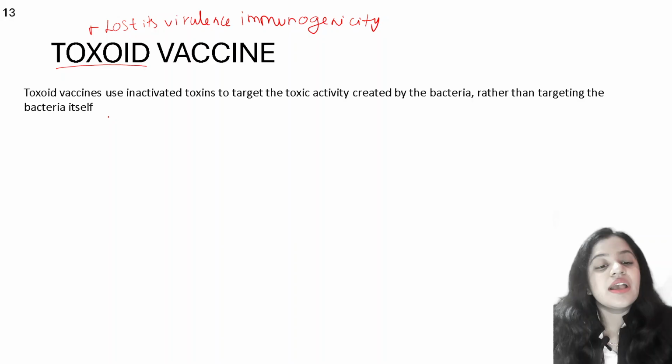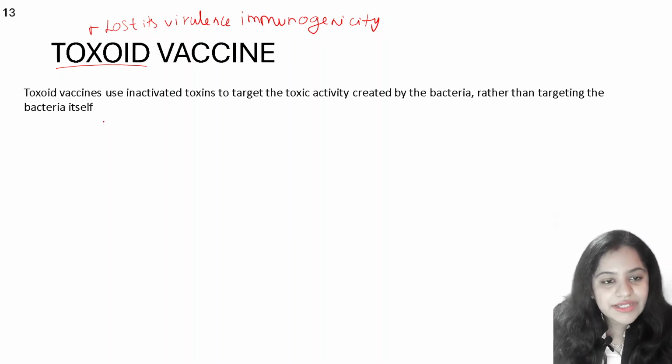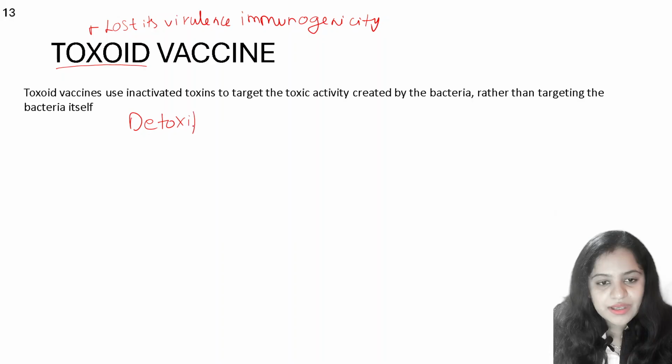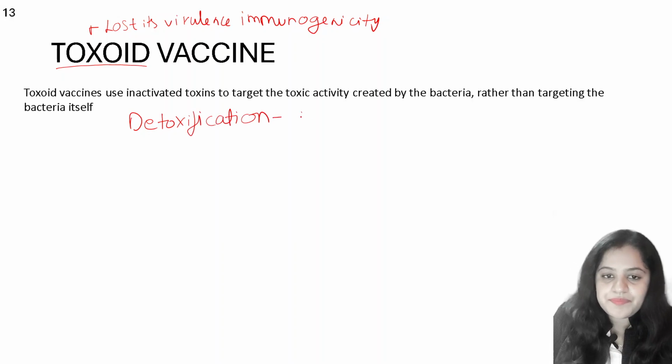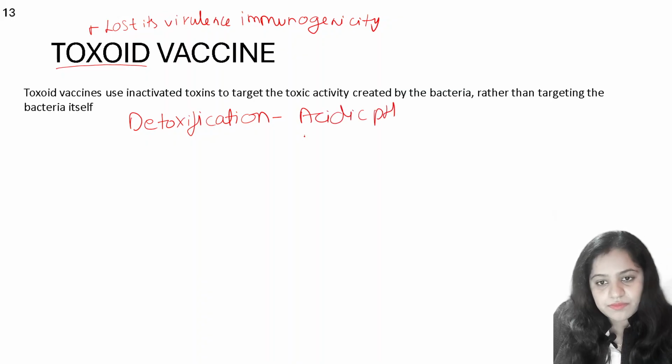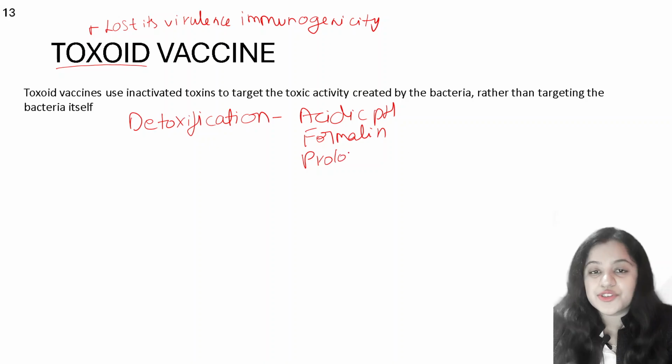Okay. So here we can see it like this. Toxoid vaccine is created from toxin. So how do we create it? By detoxification. How do you detoxify? In acidic pH, formalin, or by prolonged storage.